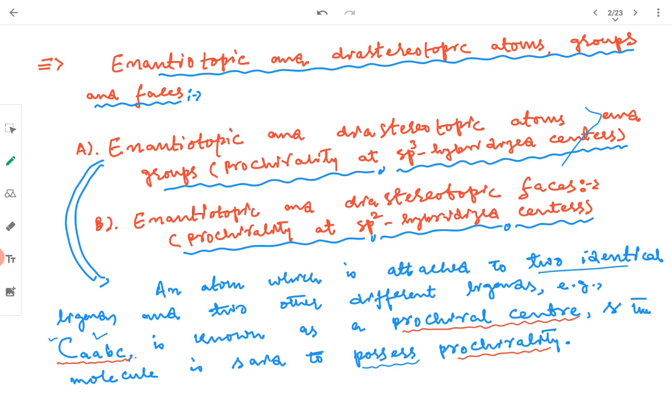Why is it known as prochiral? Because this molecule has the potential to be converted into a chiral center in a single step. So that's why it's known as prochiral. Prochiral means a center or a molecule which can be converted into a chiral center by a one-step reaction.